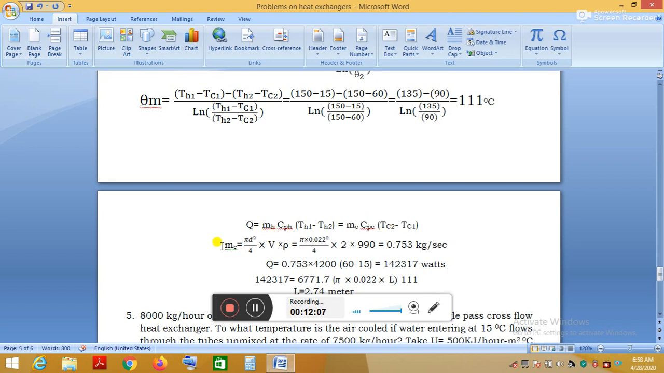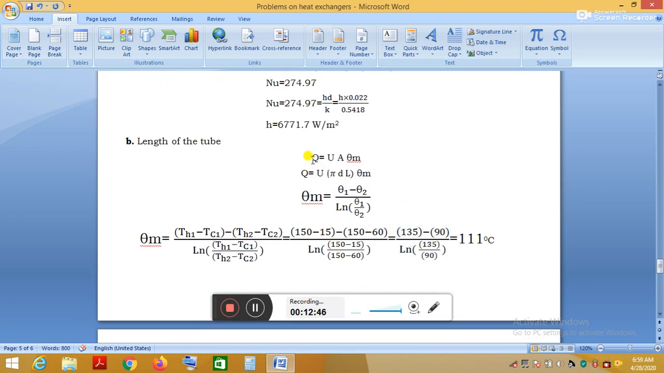But the mass of the cold fluid can be found by using the equation area into velocity into density. Area into velocity, from the continuity equation, gives the flow rate, multiplied by the density gives mass. The area of the pipe can be found by pi d square by 4, since the diameter of the pipe through which the water is flowing is given. We will get mc as 0.753 kg per second. Substituting this value in, we got the value of mc.